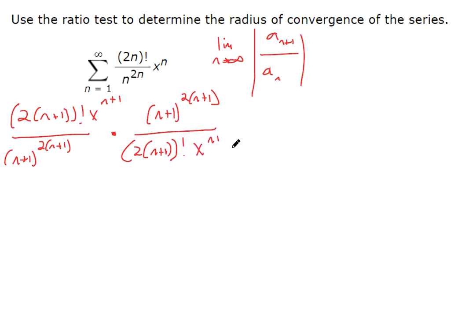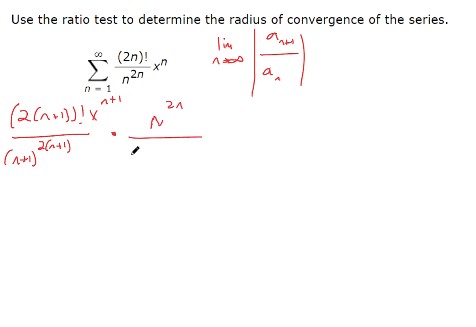Oh, no. No, that's just repeating what I just did. Sorry, this is the a sub n term. So this should just be n to the 2n over 2n factorial x to the nth. I just started doing the a plus 1th term, but we're supposed to be dividing by the a sub n term. So I flipped this. That way I could multiply the two fractions together after dividing.